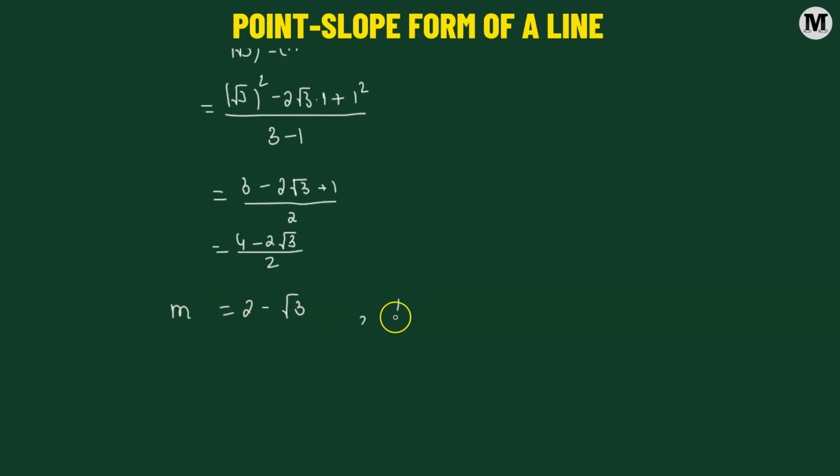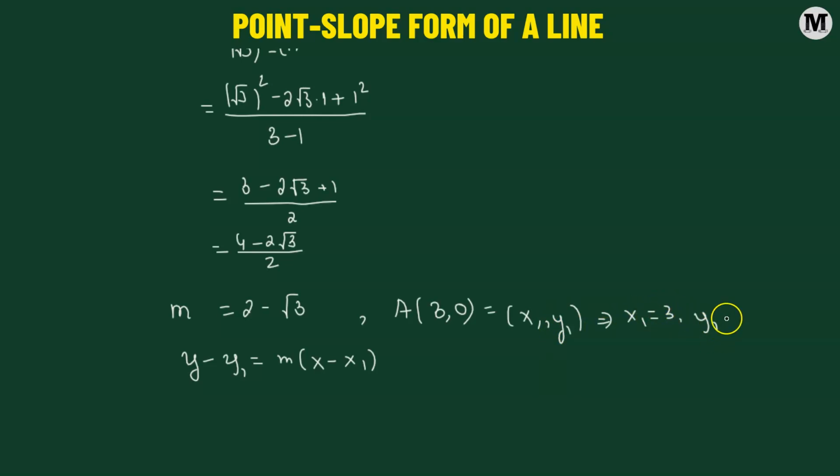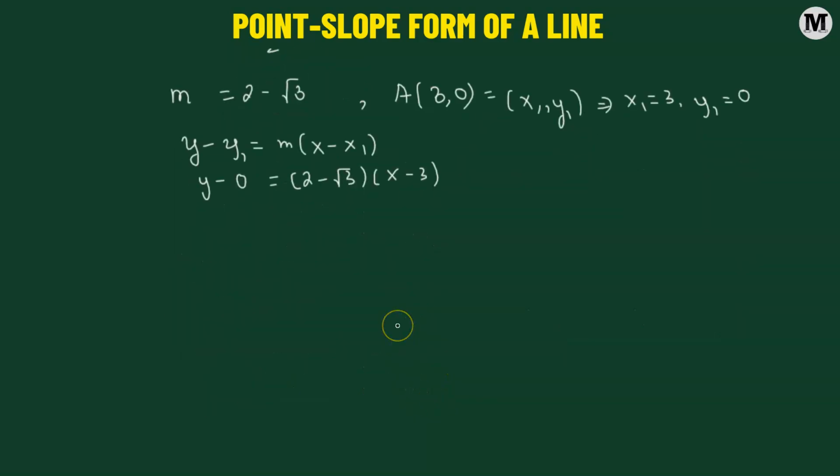Now we have the slope, and we also have the point through which the line passes, (3, 0). Now we are ready to find the equation of the line. It is y minus y1 equals m times (x minus x1). Here (3, 0) corresponds to (x1, y1), so x1 equals 3 and y1 equals 0. Substituting, we have y minus 0 equals (2 minus square root of 3) multiplied by (x minus 3).